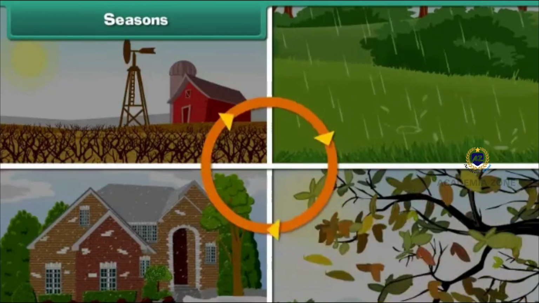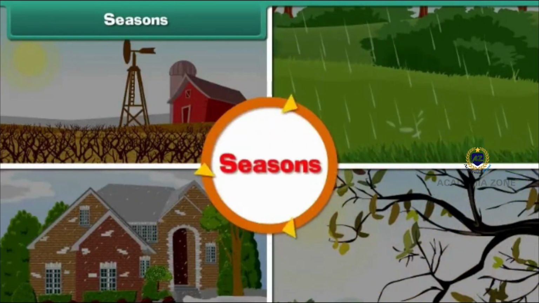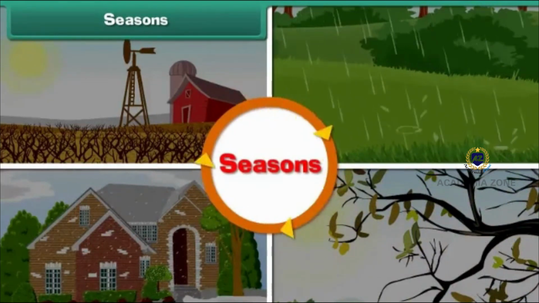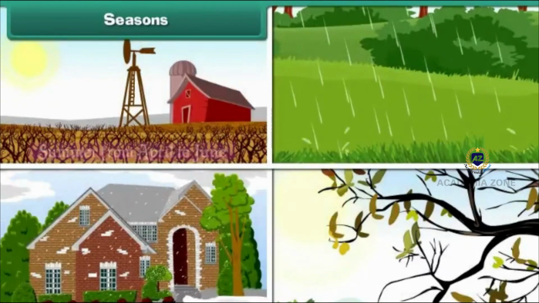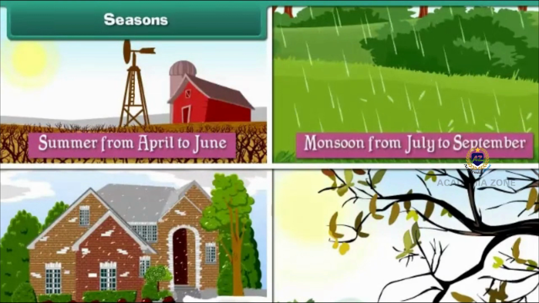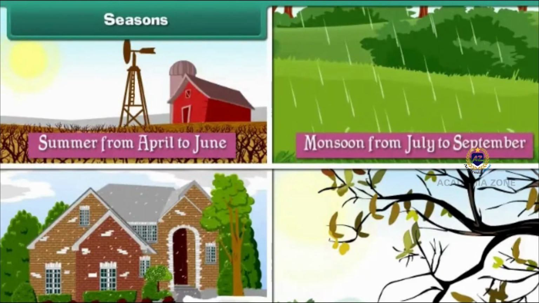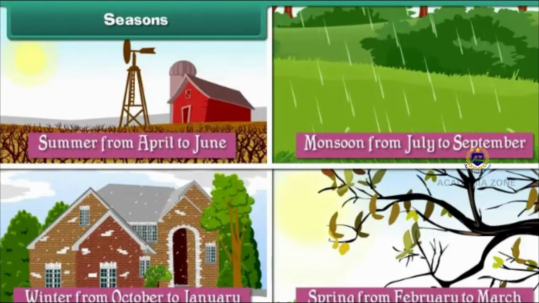Seasons. The weather changes in cycles, and these cycles are called seasons. There are 4 main seasons in a year. They are summer from April to June, monsoon from July to September, winter from October to January, spring from February to March.